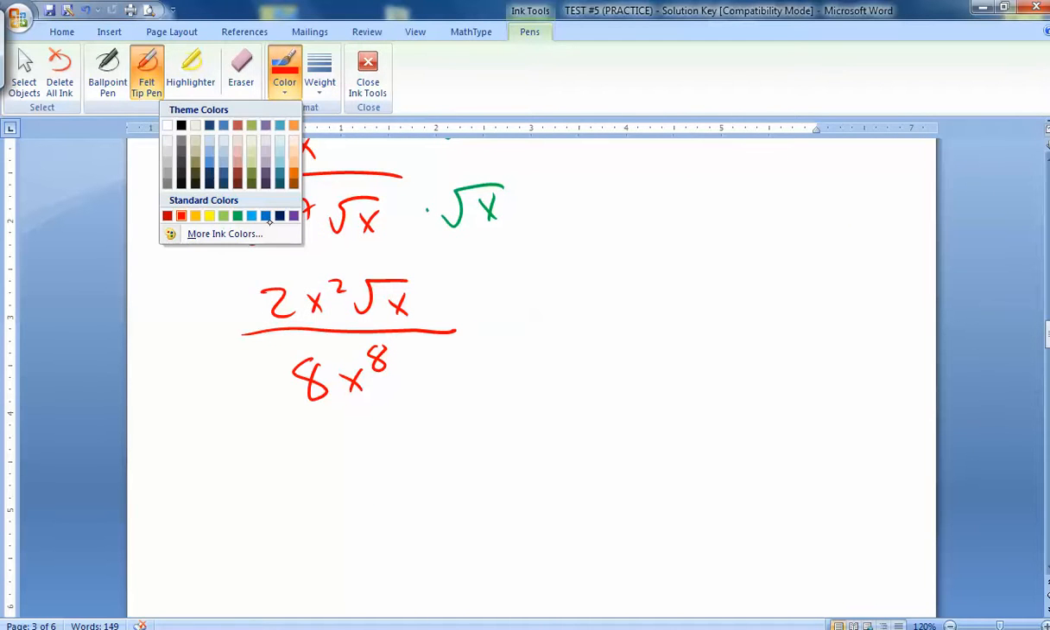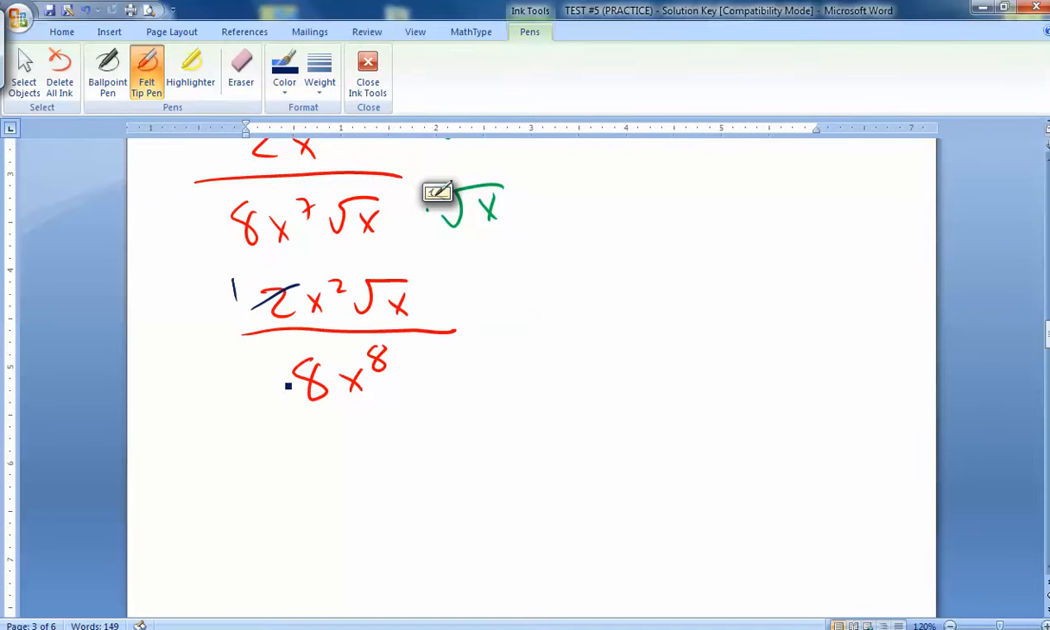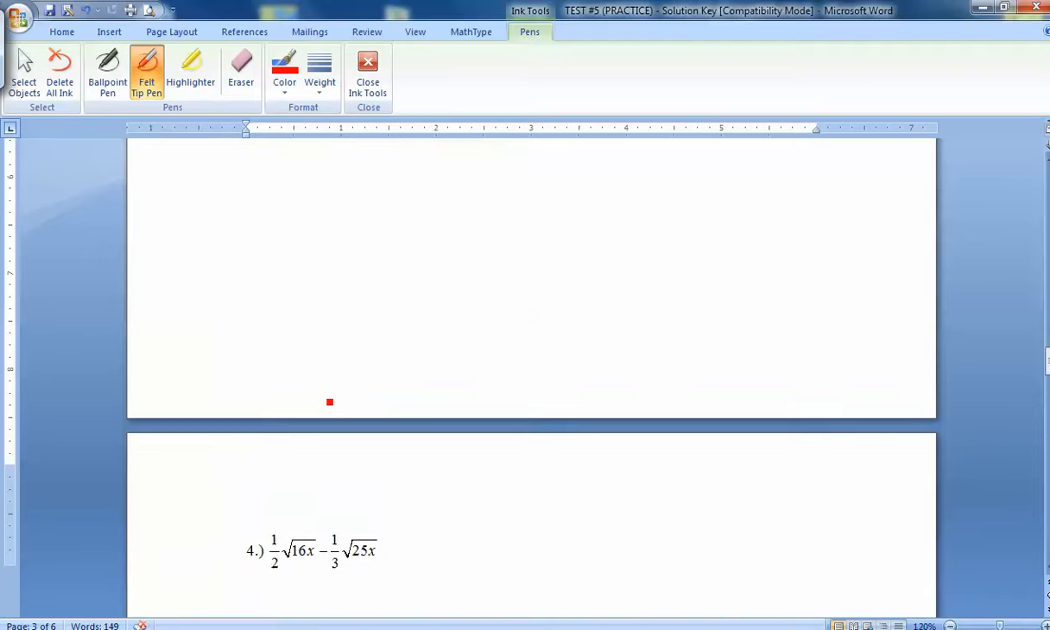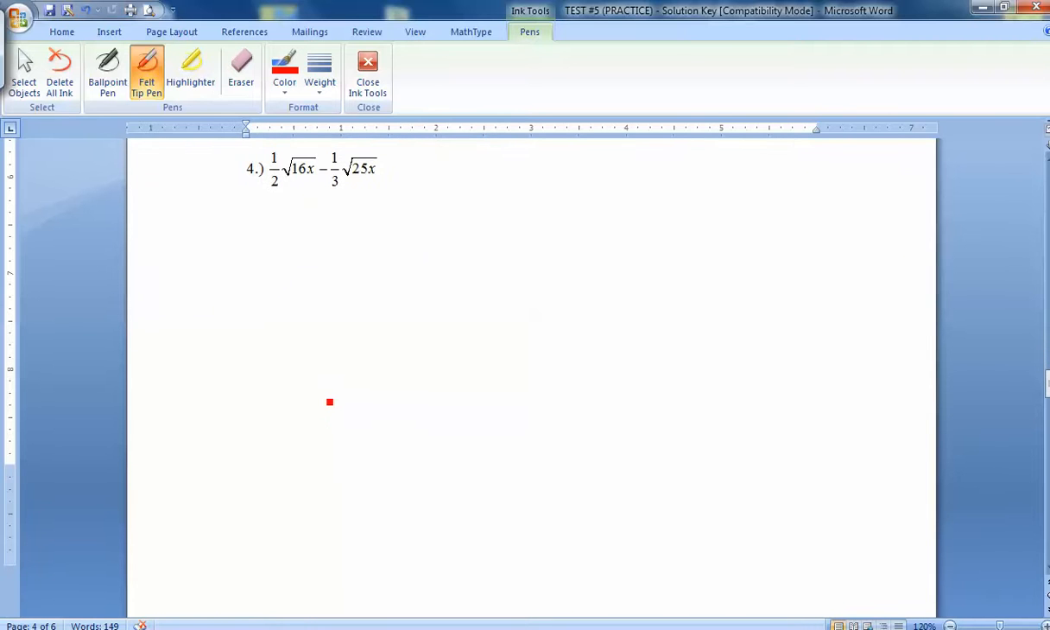Again, using some new colors here. That becomes 1, that becomes 4, that goes away, and that comes x6. So our answer now becomes root x over 4 x6. Let's look at number 4.